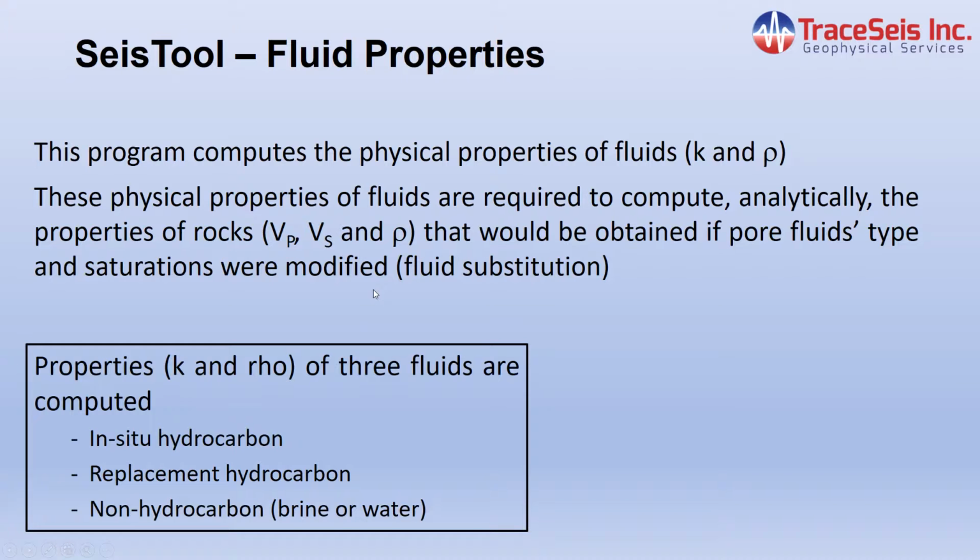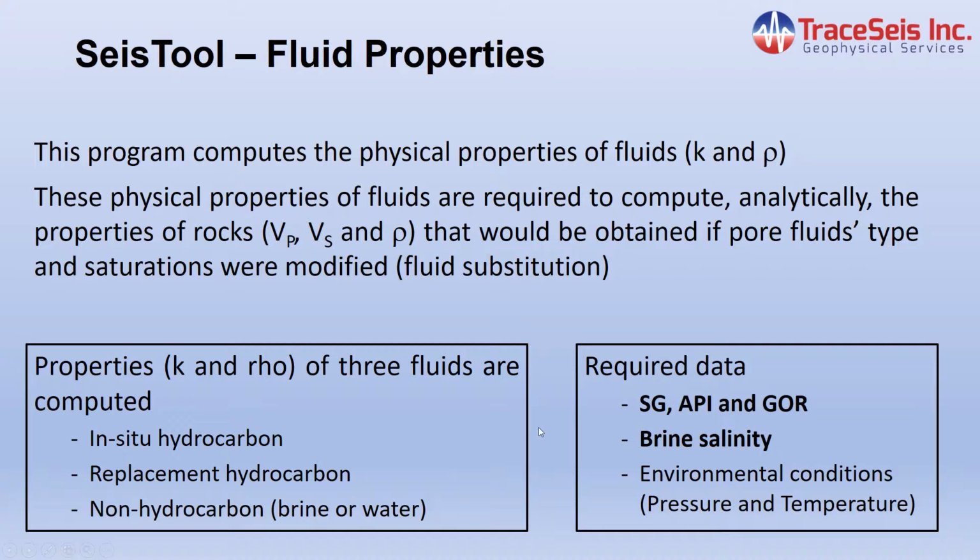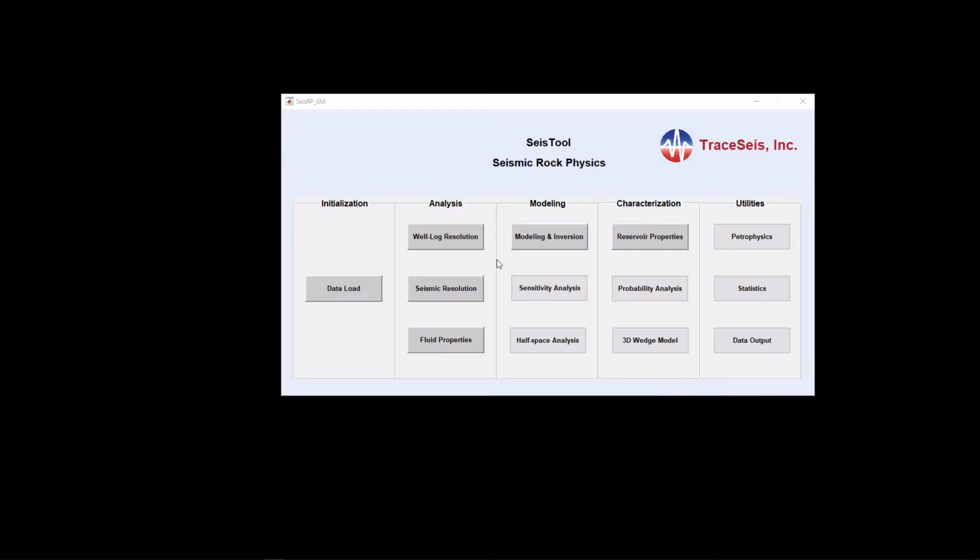The properties of three fluids are computed: those of the in situ hydrocarbon, the replacement hydrocarbon, and the non-hydrocarbon, which can be brine or water. The data required to compute these properties are the specific gravity of gas, the API density of oil, the gas-oil ratio, the brine salinity, and the environmental conditions, that is, the pressure and temperature in the well. Let's now start.